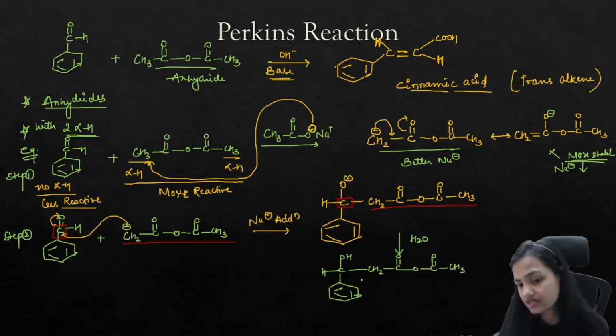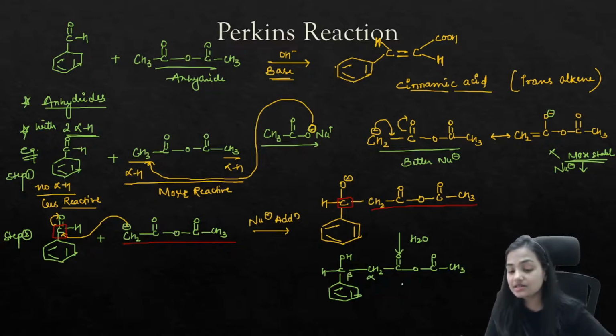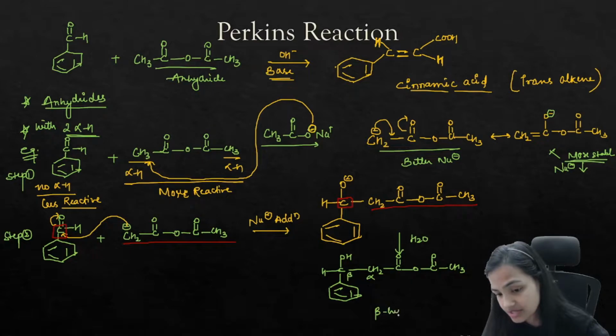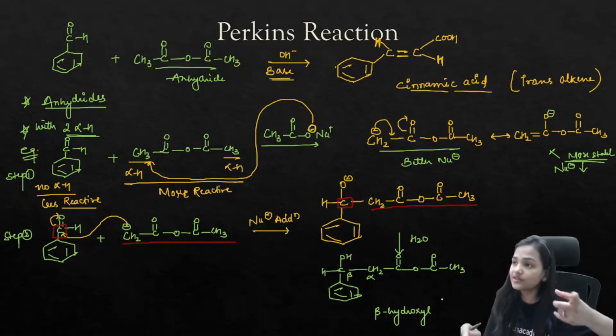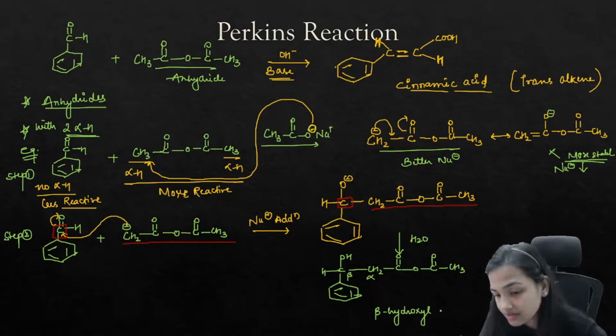If you see this particular product, this is the alpha, this is the beta. So this is the beta hydroxyl anhydride, right? Just like in the case of aldol, where we were getting a beta hydroxyl carbonyl compound, here we are getting a beta hydroxyl anhydride. But is this the product?